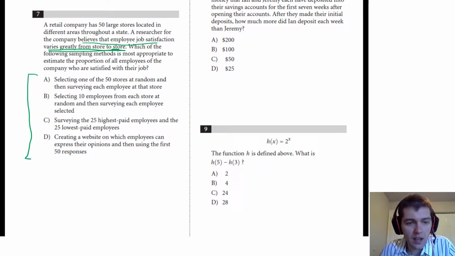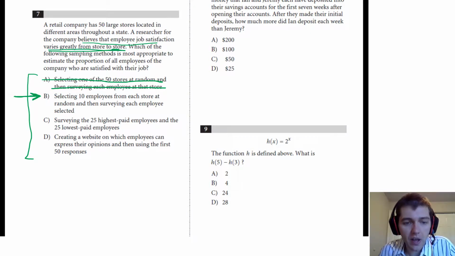So in A, they're saying select one of the 50 stores at random and survey each employee at that store. That's not going to get you there because you want to represent multiple stores, not just the one. B, selecting 10 employees from each store at random and then surveying each employee selected. That will give you the same sample from each store. The only thing that would be better than that is doing more employees from each store. So let's read the rest of them.